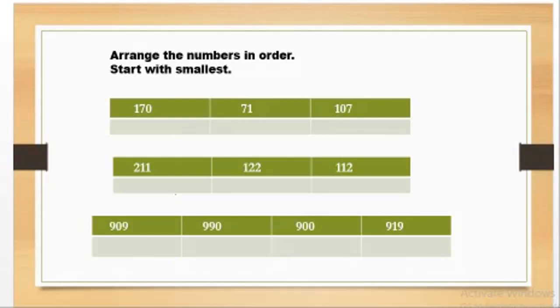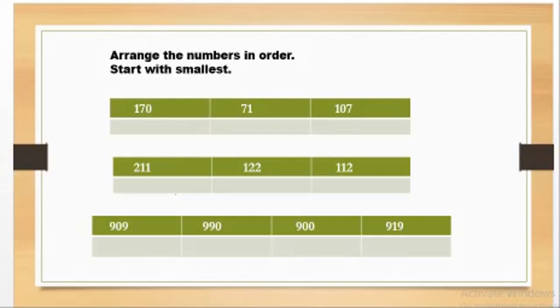Which is the smallest number? 170, 71, or 107. Make sure, students, you are not going to read it as 10-7. If you pronounce it like this, it's totally wrong. This number can be read as 107, not 10-7. I know sometimes students read it wrongly. That's why I'm pointing out this mistake for all of you.